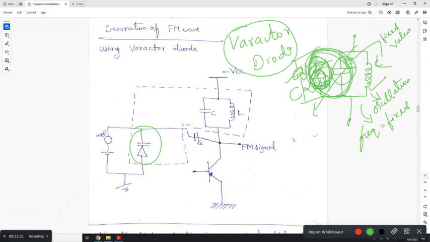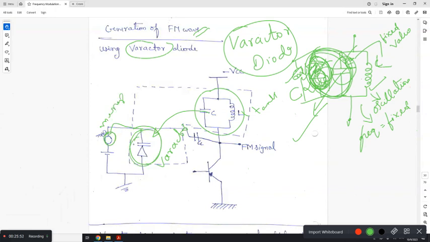So this circuit diagram is to generate an FM wave using a varactor diode. See, this is a tank circuit. And you see this is connected in parallel, the varactor diode. And what is connected to the varactor diode? A message signal. According to the message signal, the capacitance of the varactor diode will change, and in turn it will change the capacitance of the tank circuit.